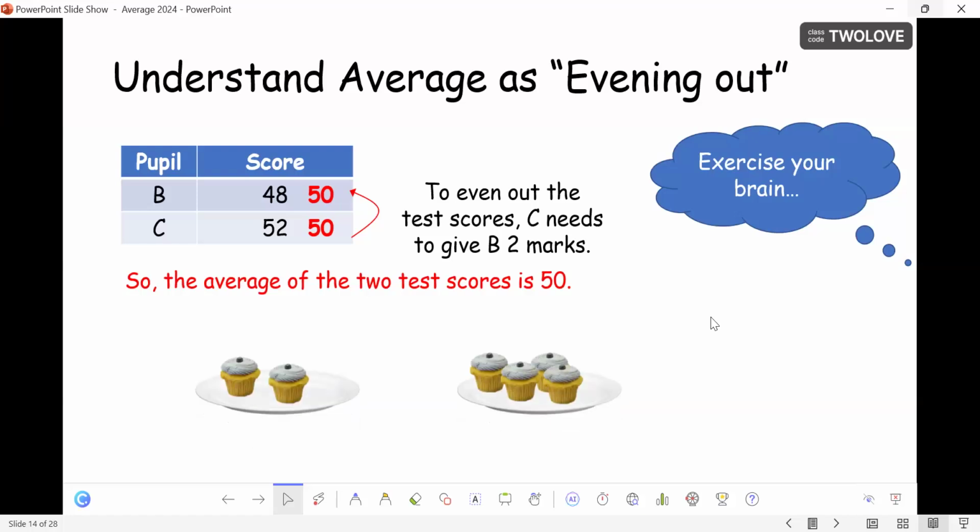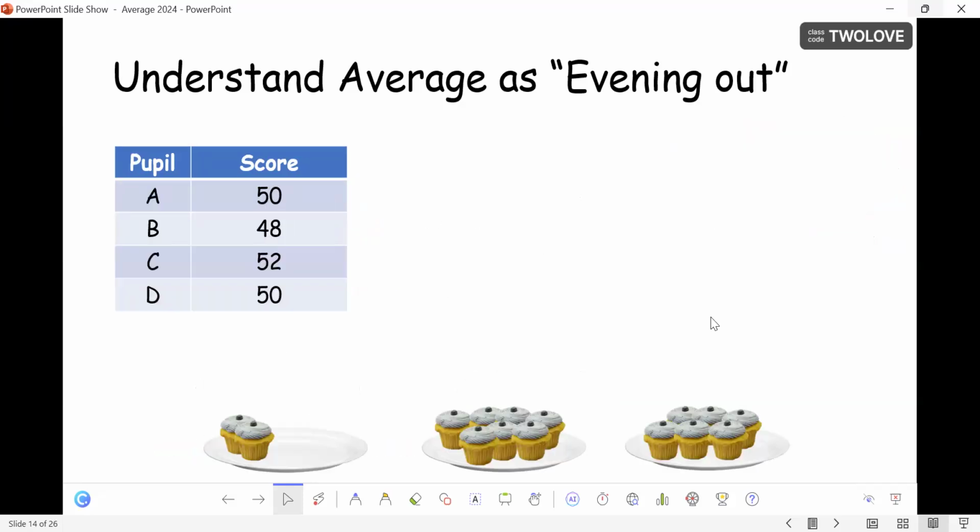So the average of the two test scores is 50. Looking at the cupcakes here, just move one cupcake over, and you've got it even. So the average number is 2 points. So here, a more complex case. Four students here.